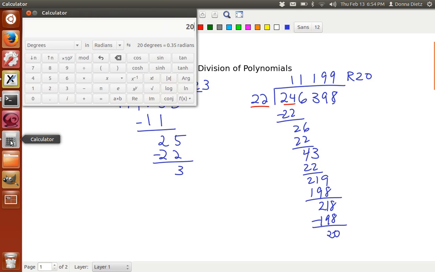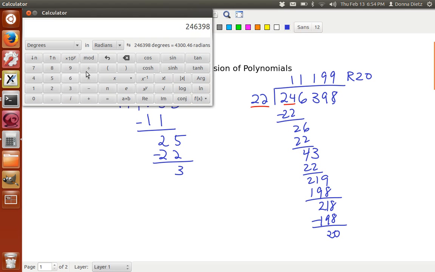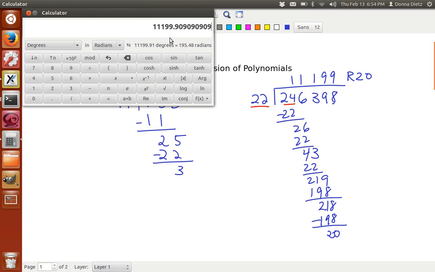Let's see if we did this correctly. You can say 246,398 divided by 22. And you may say, well, I don't know if I did it correctly. Well, here's how you know. The 11199 you did correctly. So you subtract 11199. What's the decimal?